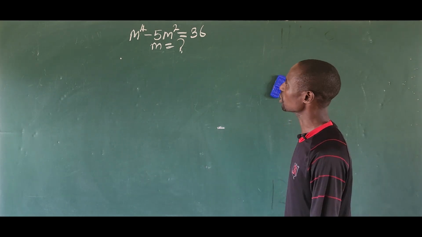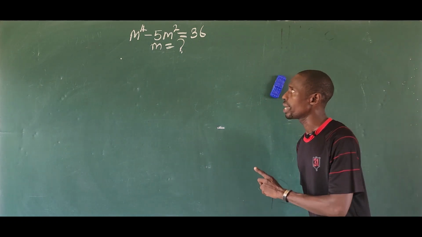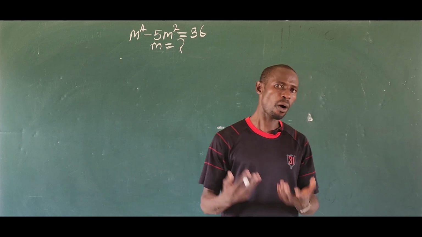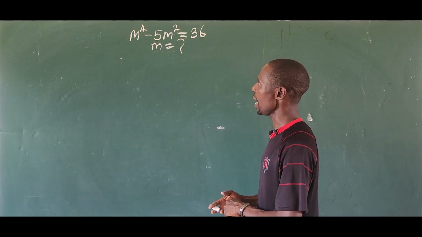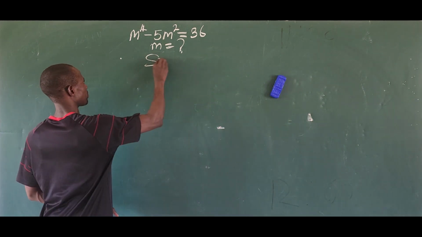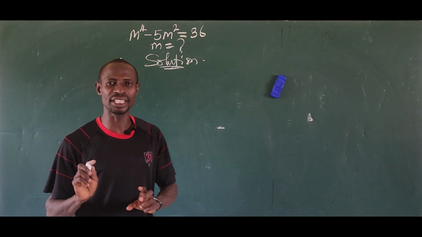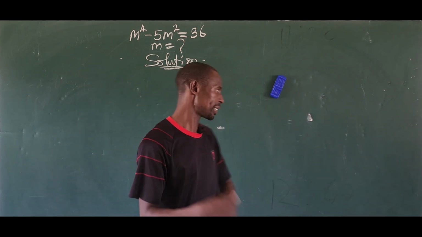So the question is m to the power of 4 minus 5 to the power 5 times m to the power of 2 equal to 36. What is the value of m? We have to solve for 4 possible roots to this challenge, because the highest power of the variable m is 4. So let's take our solution here. You just have to watch from the beginning to the end of this video because there is a special approach I'm going to apply in solving this.